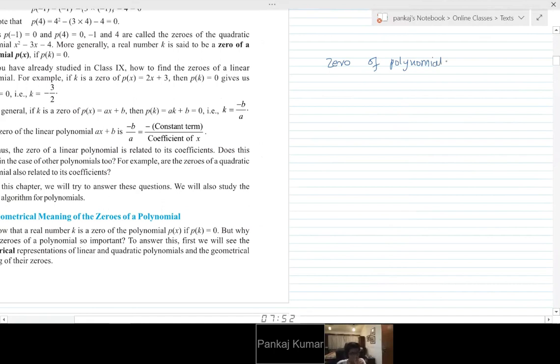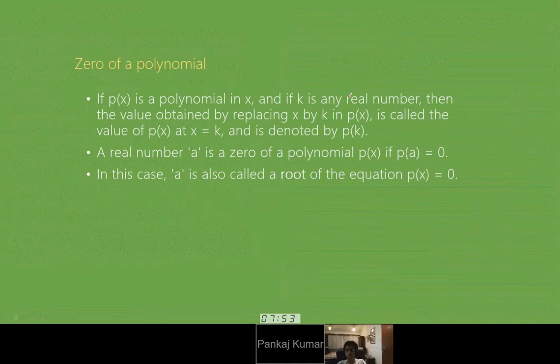Very easy. You'll understand it in one go. Let's first take the definition. If p(x) is a polynomial in x, so we have the variable x here, and if k is any real number, then the value obtained by replacing this x by the value k in the polynomial p(x) is known as the value of that polynomial at x equals k, and we write it as p(k).